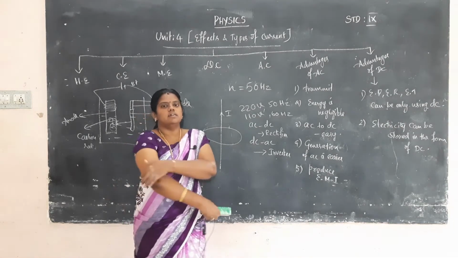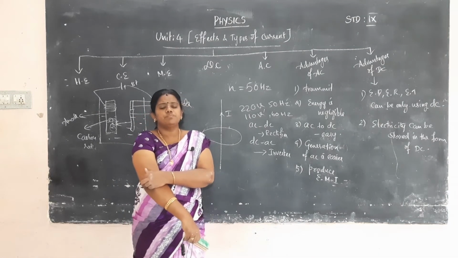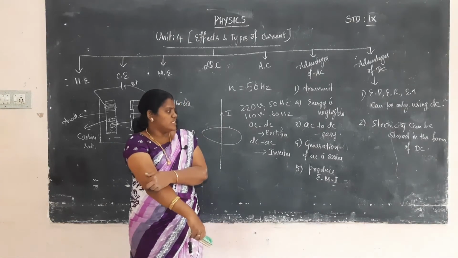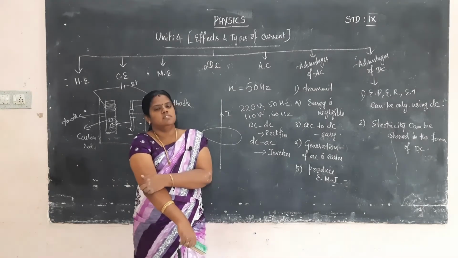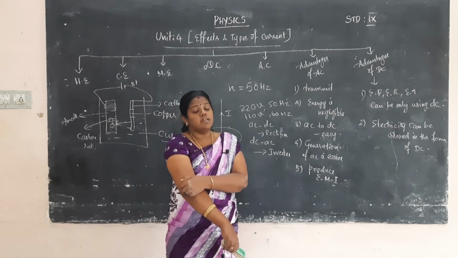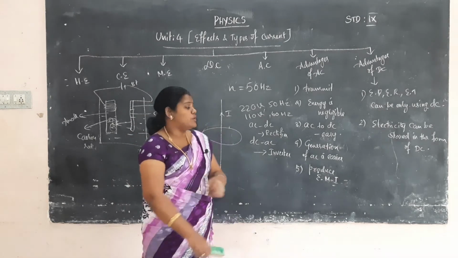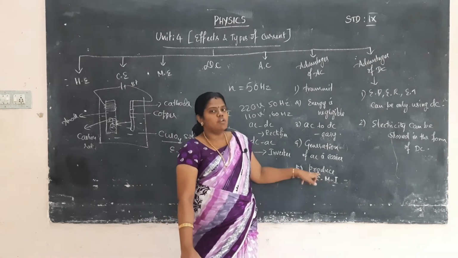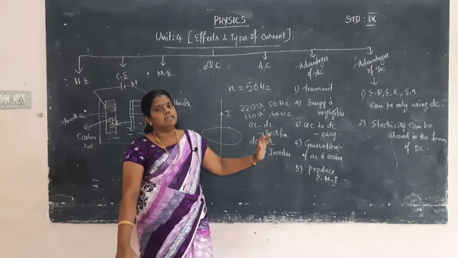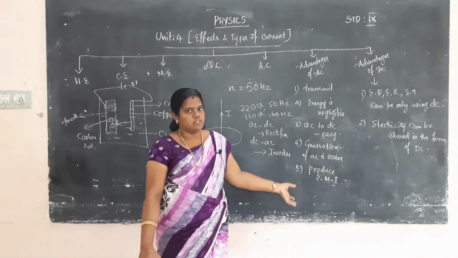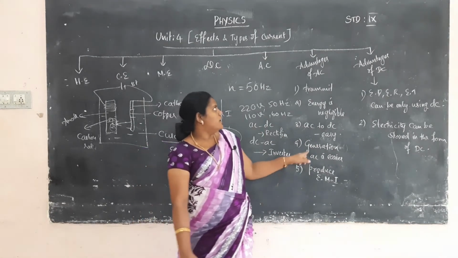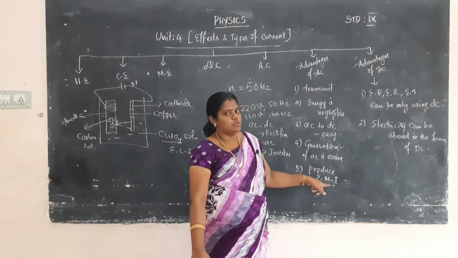Alternating current can be generated by thermal energy and atomic energy, so generation of AC is very easy compared to DC. Alternating current is also easily produced by electromagnetic induction. Alternating current means the current passes through a conductor, and the conductor creates some electromagnetic induction. I will explain electromagnetic induction in the next chapter. So electromagnetic induction is easily produced by alternating current.